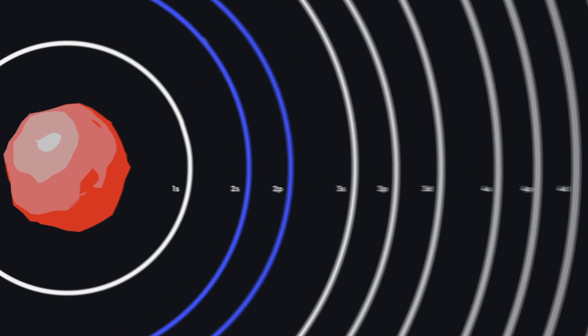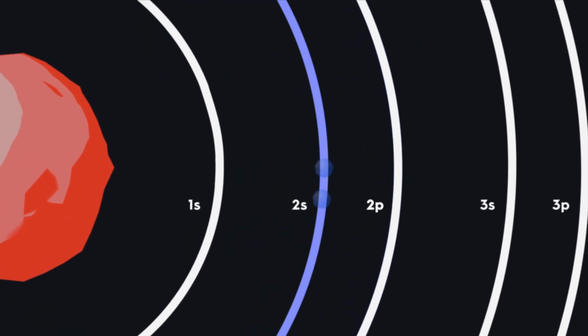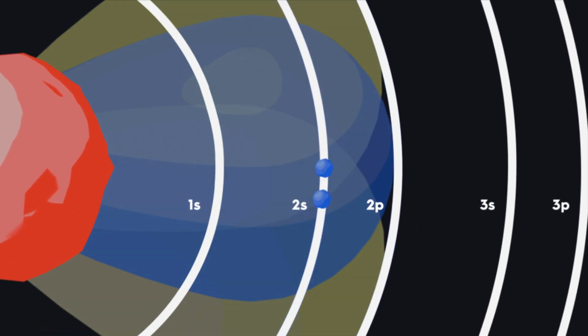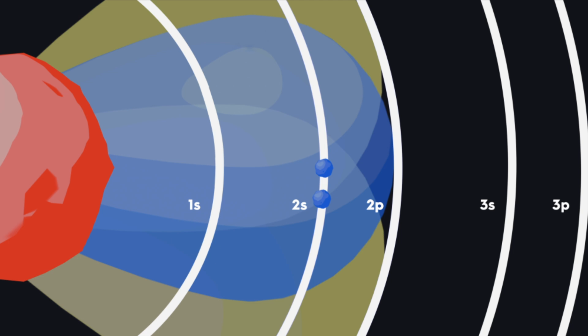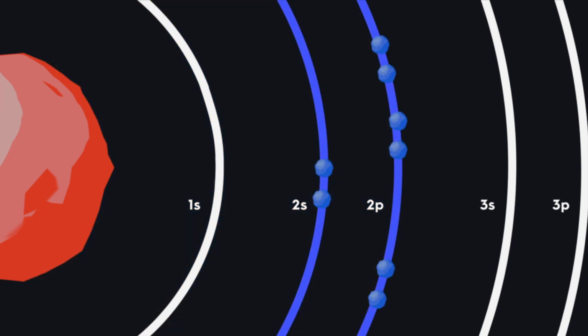To ground this, consider n equals 2. There's one 2s orbital, which holds 2 electrons, and 3 2p orbitals, which together hold 6 electrons. Add them up, and the n equals 2 shell can accommodate 8 electrons in total.